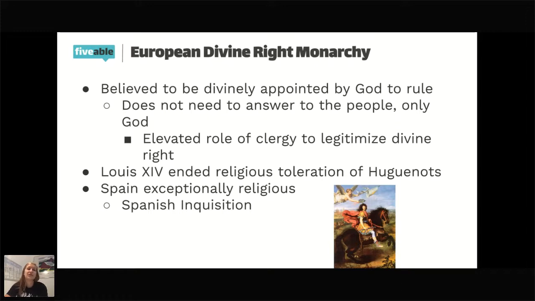So they're going to try to enforce Catholicism in their lands. And they're going to really target particularly Jews and Muslims in these areas of Spain, to try to force them either to give up their religion and convert to Catholicism or expel those groups from Spain.